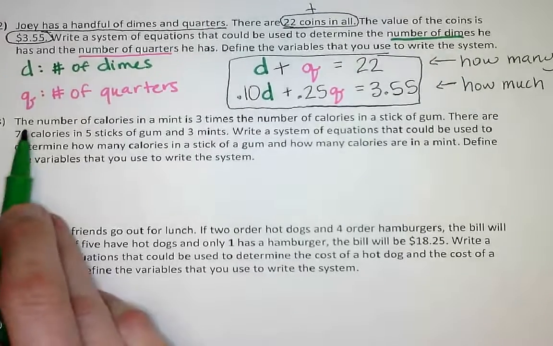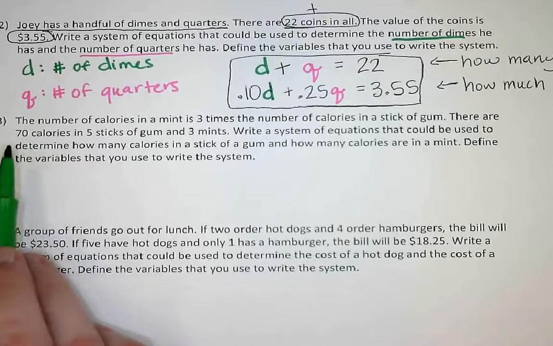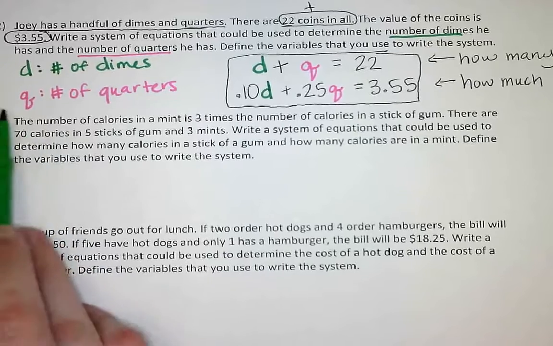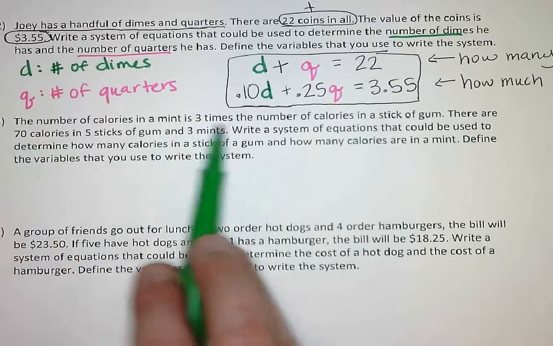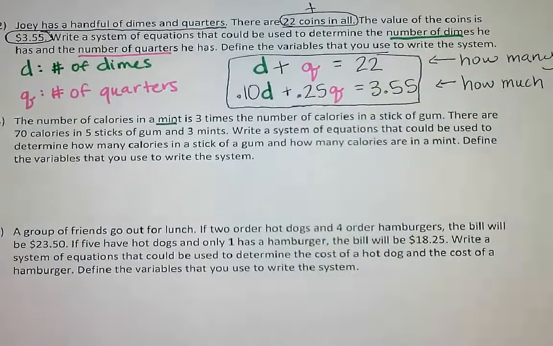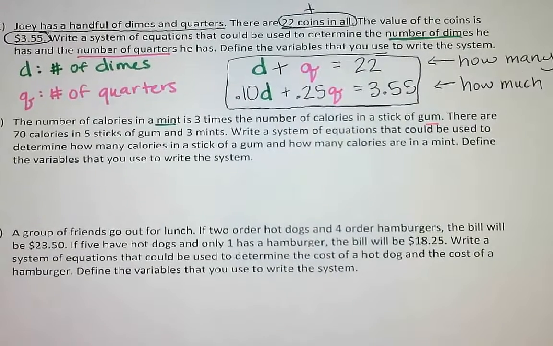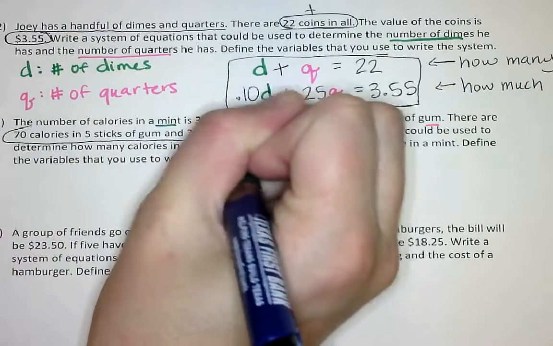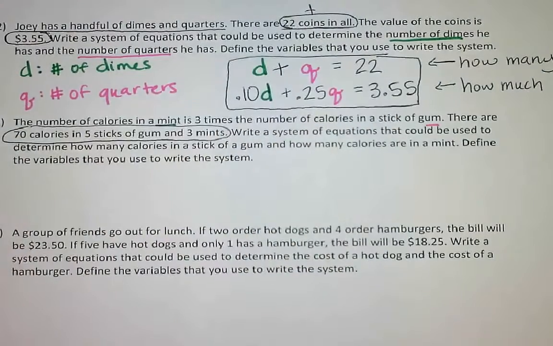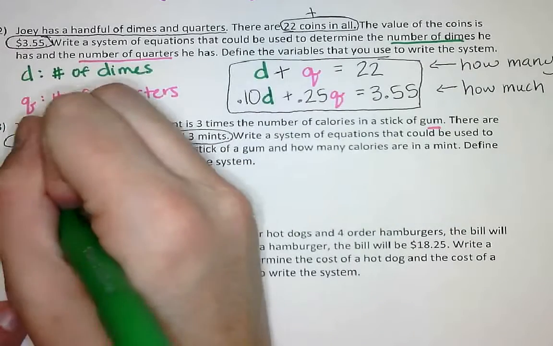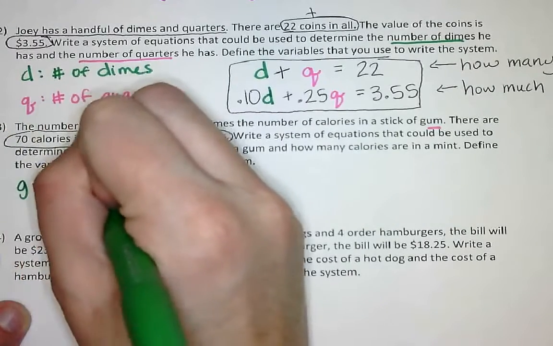So the number of calories in a mint is 3 times the number of calories in a stick of gum. So we got mints and we got gum. There are 70 calories in 5 sticks of gum and 3 mints. Alright? So we want to write a system of equations that determines how many calories are in a stick of gum and how many calories are in a mint. So what we don't know is the number of calories in gum, and the number of calories in a mint.